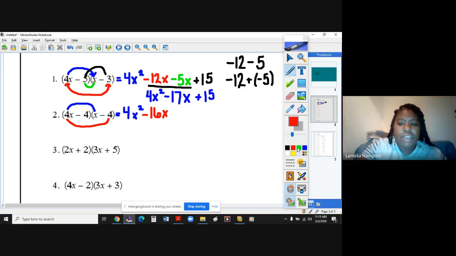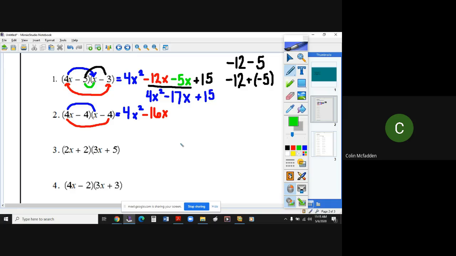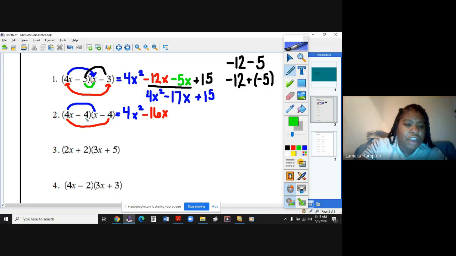All right. Next, I will use my green. What are my inner terms that I'm multiplying? The negative 4 and the x. So I have negative 4 here times my x, and that's going to give me what? Negative 4x. Very good, Miss Philomena. Excellent job.